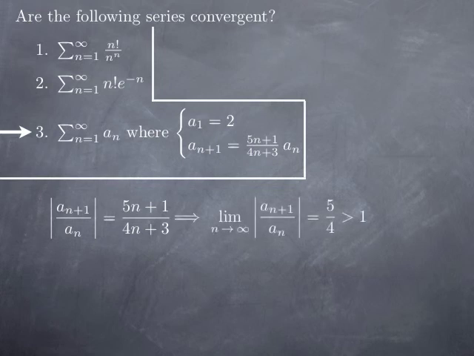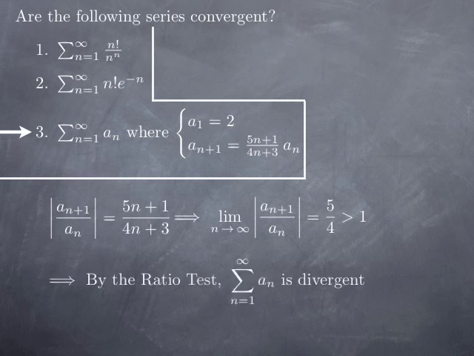Right? We have two polynomials of degree 1 in n. The leading coefficient at the top is 5, at the bottom is 4, so the limit of the ratio is 5/4, which is greater than 1. And therefore we can apply the ratio test to the effect that this series is divergent.